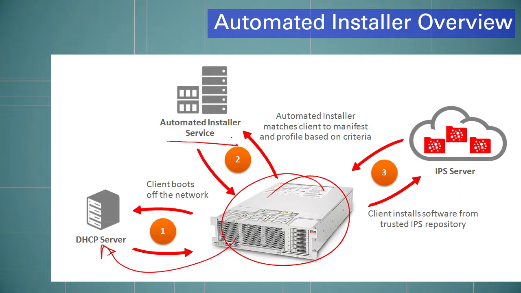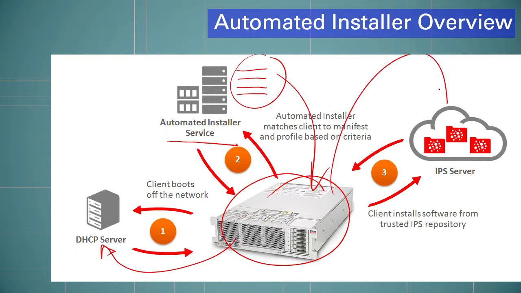It'll also do a match of how it should be installed. Now, the automated installer will have different installation profiles for different clients, typically. How they should be installed, what software, what system configuration should be applied, etc., etc. And that matching is all done based on criteria. So if it's an x86 system or a Spark system, whether it has a particular MAC address, for example. Once it installs this profile, it'll connect to an IPS package repository where it'll actually install the software.